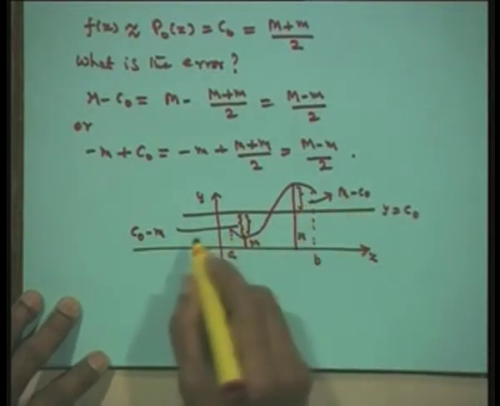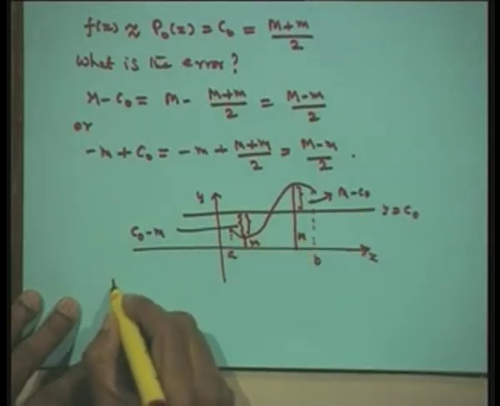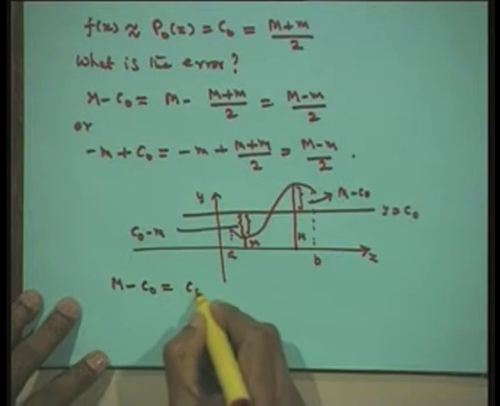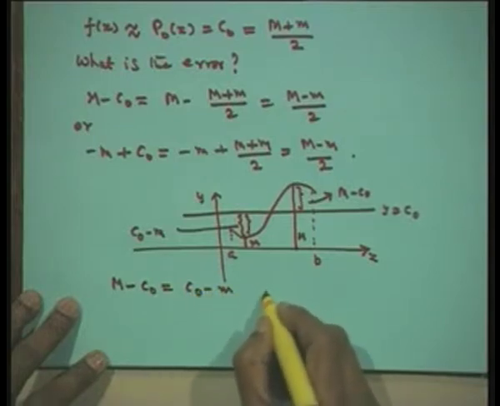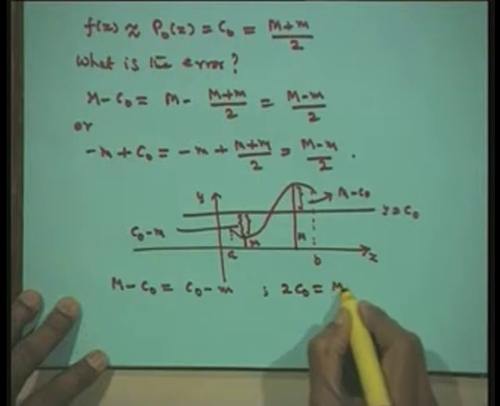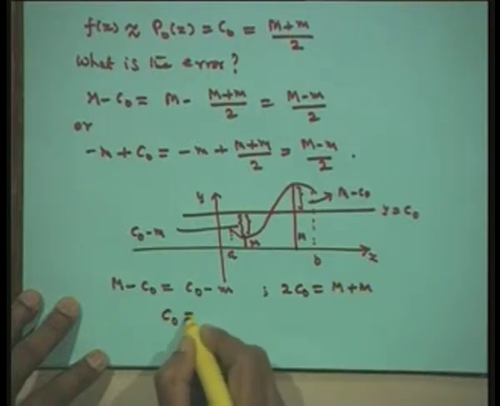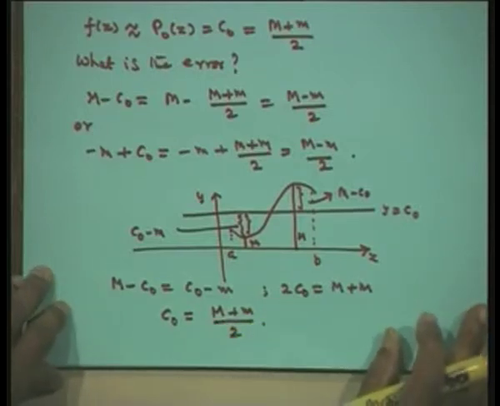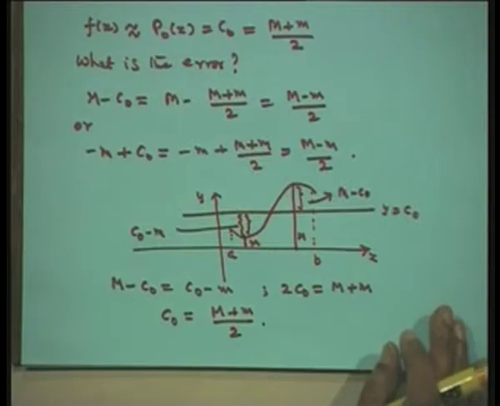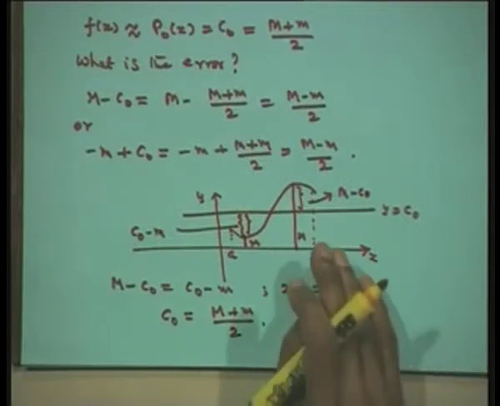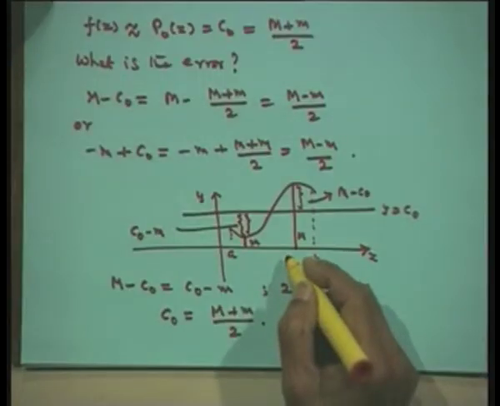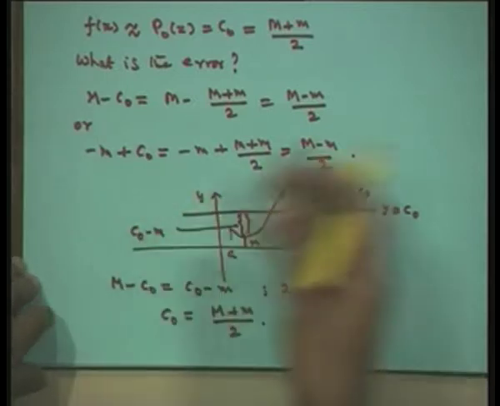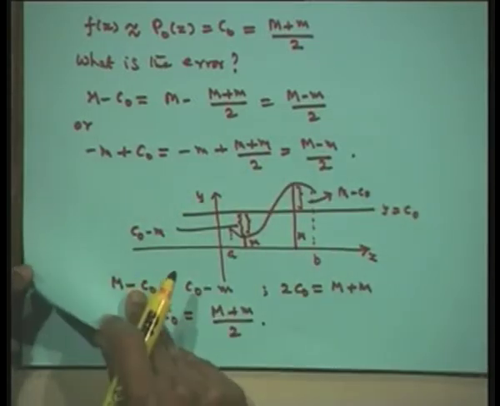Now, the magnitude of the errors are equal, therefore, I will again get m minus C naught is equal to C naught minus m, therefore, I will get 2 C naught is m plus m, thereby giving us the same value for C naught, that is m plus m by 2. Therefore, this result would be the same whether we take the graph cutting the x axis or it does not cut the axis. That means, this result is independent of the function that we are now choosing. Now, let us consider a linear approximation.